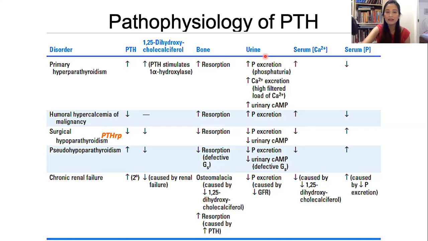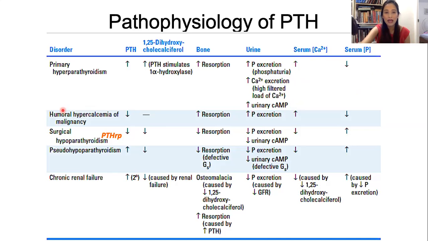And in the kidneys, it promotes phosphate excretion. Remember, it's a phosphaturic hormone. And there is an increase in calcium excretion also because of the excessive calcium load of the kidneys because of the hypercalcemia. And there is an increase in urinary cyclic AMP. The net result will be hypercalcemia and hypophosphatemia.